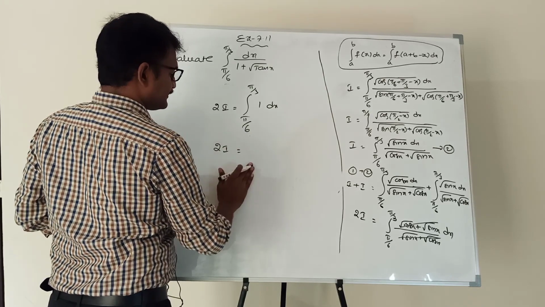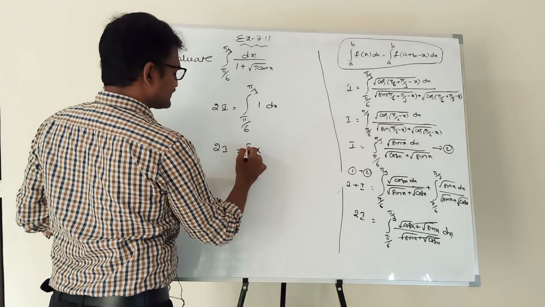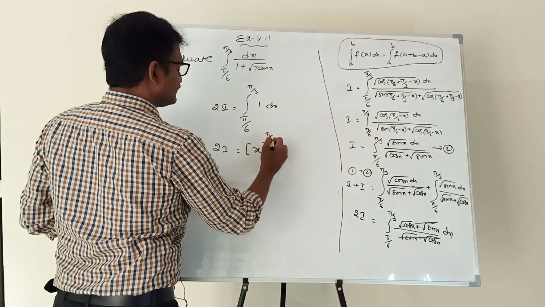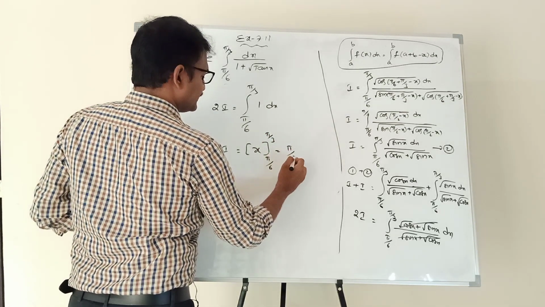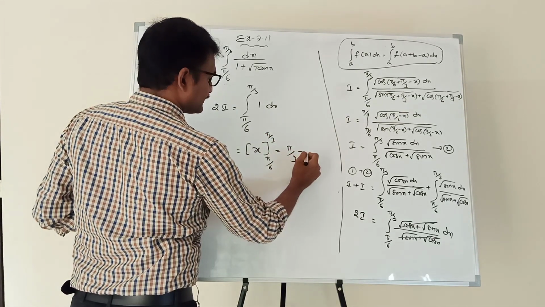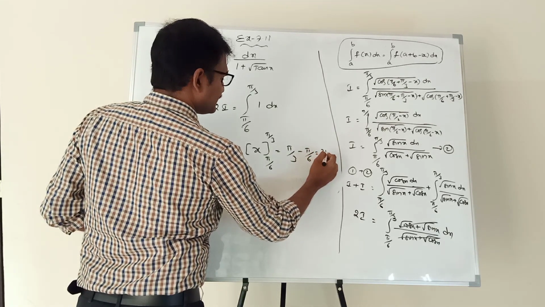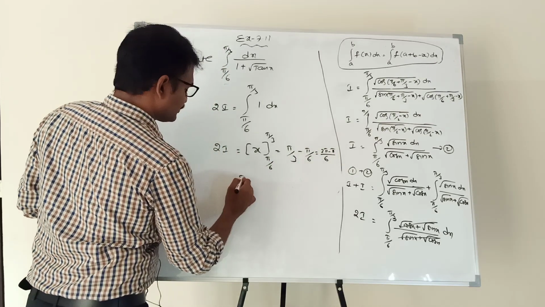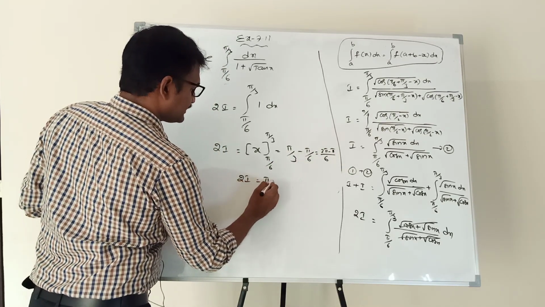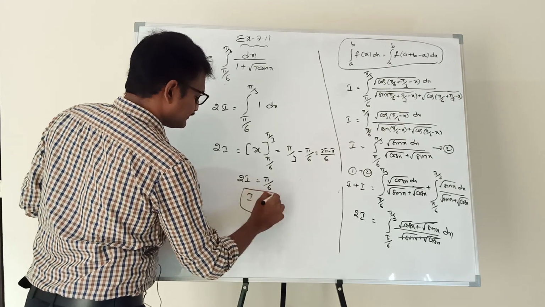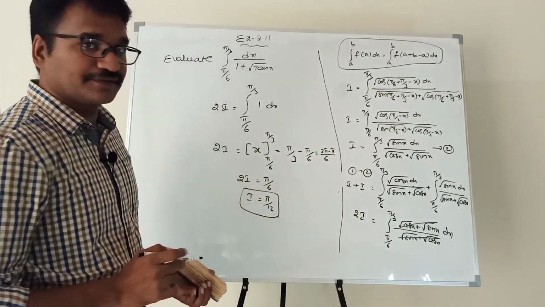The integral of 1 is x, with lower limit pi by 6 and upper limit pi by 3. Substitute the upper limit minus the lower limit: pi by 3 minus pi by 6. The LCM is 6, giving 2 pi minus pi. So 2I is equal to pi by 6, and I is equal to pi by 12. This is the answer for the given problem.